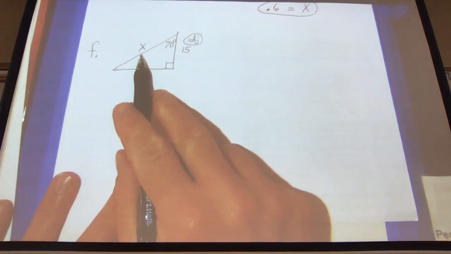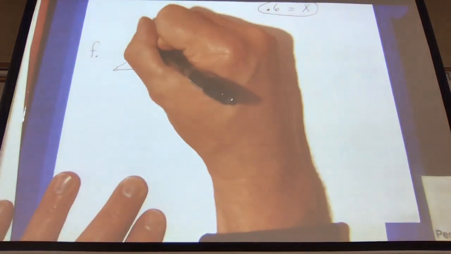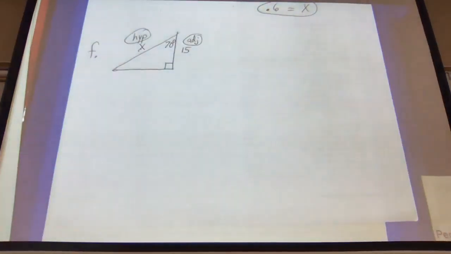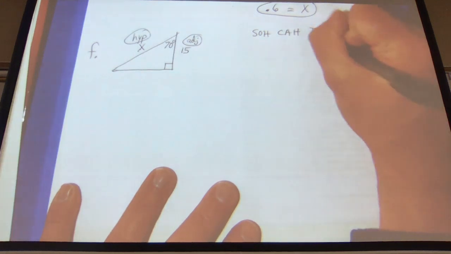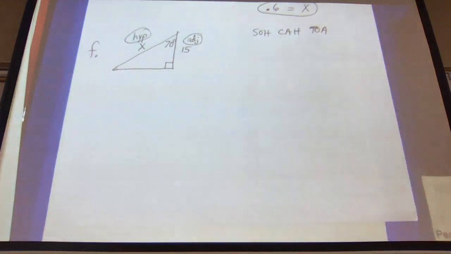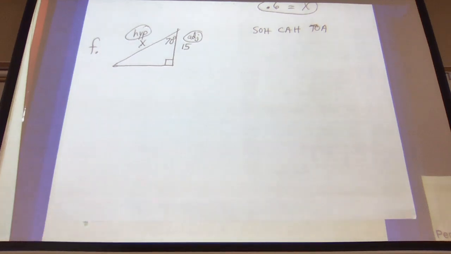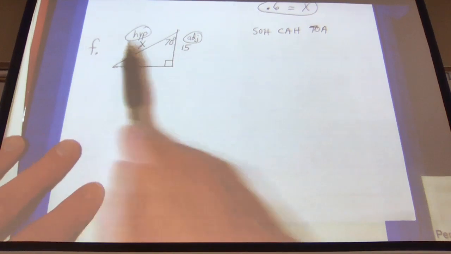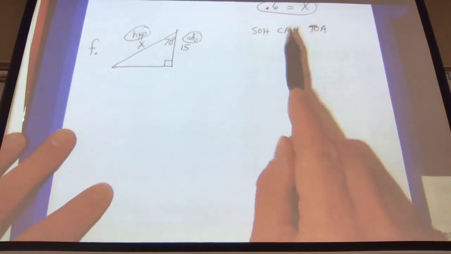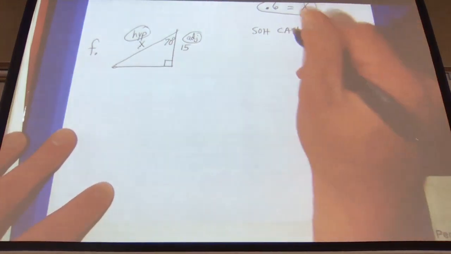How about the x? What's the x going to be? Hypotenuse. That is your hypotenuse. And now we go back to SOH CAH TOA. SOH CAH TOA is going to tell us which one of our trig functions to use. On this one, we have the adjacent side and the hypotenuse. So I'm looking at my options here. Adjacent and hypotenuse goes with the cosine.